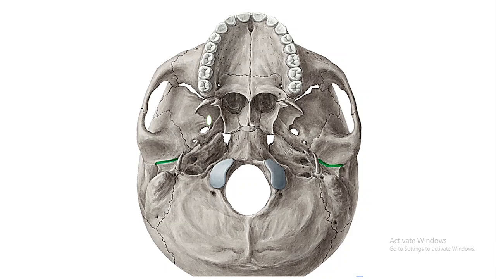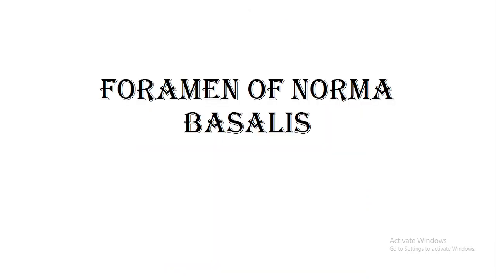Hi everyone, so today we are going to learn about foramen of norma basalis. We have seen the anatomy of norma basalis in three different parts: the anterior part, the middle part, and the posterior part. Now today we'll be seeing all the foramen which are present in norma basalis and the structures which pass through them. Today we'll be learning that.